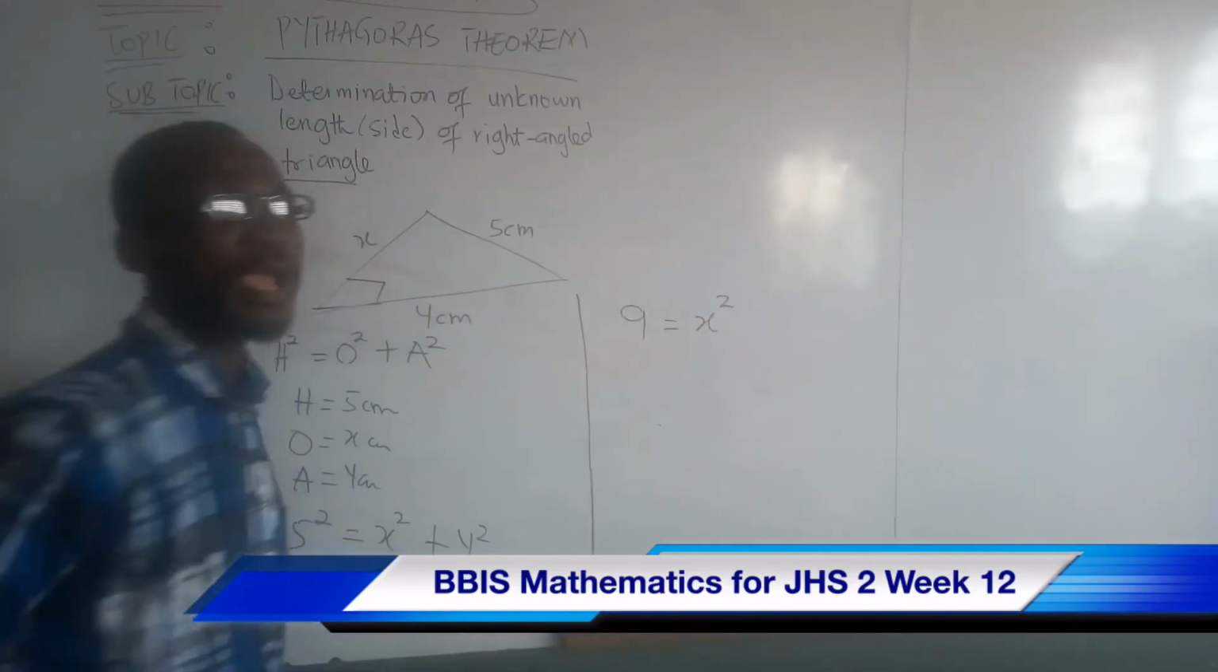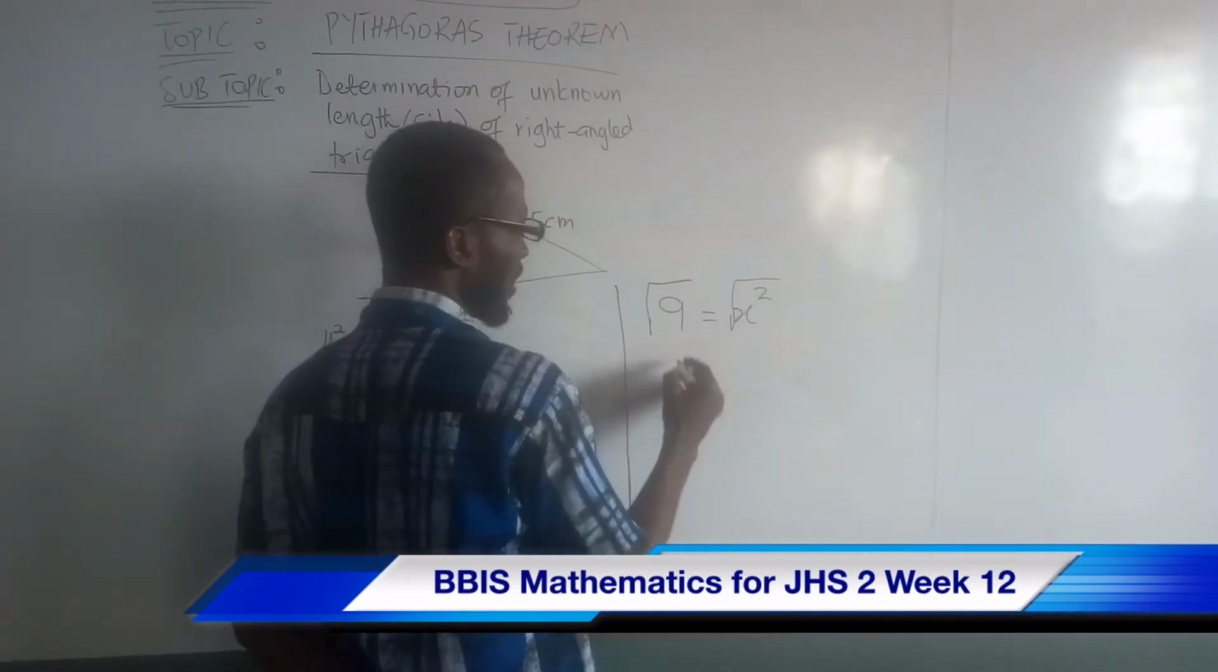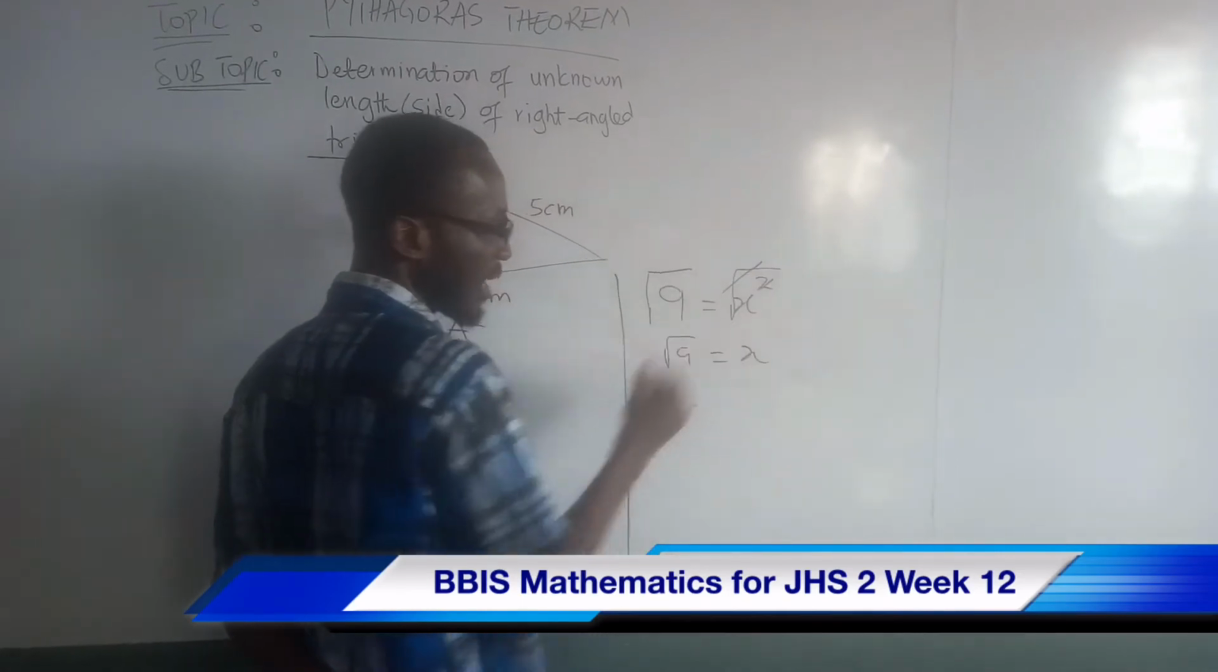But we are looking for x. So what do we do again? We square root both sides. So we have the square root of 9 is equal to what? x, because the square will cancel the square root.